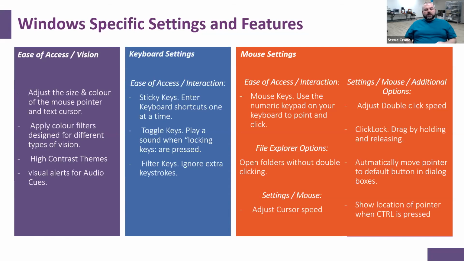You can use click lock so that when you want to drag something, instead of holding your button down for the entire duration, you hold your button for a second. Then when you let it go and move your mouse, it's dragging. And then when you get to where you want to put it, just click to let it go.